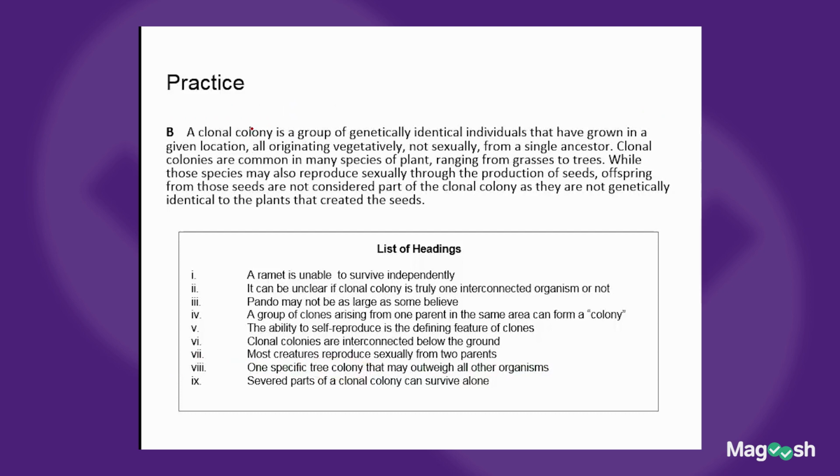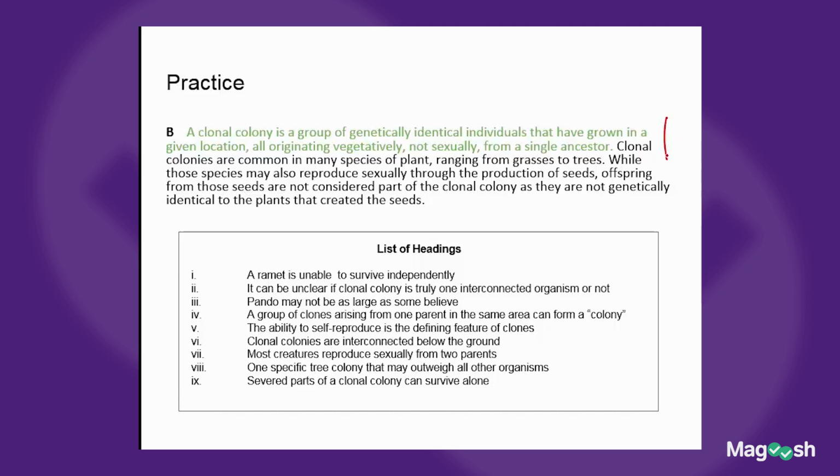Now let's say we move to paragraph B. I would choose paragraph B because I like how it starts as a definition of clonal colony. So I can imagine that my heading is going to be something related to this definition of clonal colony. All right, so let's look through. We do our strategy here. We're going to read the topic sentence.